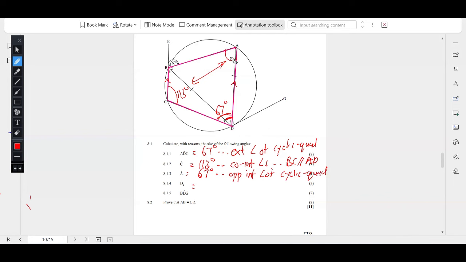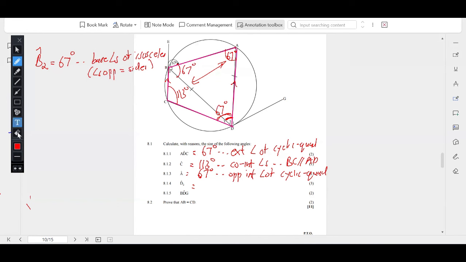But then we can find D2 if we have already found that this is 67 degrees. So this one, I think we might have to show it a bit. We can start by saying our B2 has to be equal to 67 degrees as well, and the reason is base angles of isosceles, or you can say angles opposite equal sides. Then that means we have 67 degrees here.